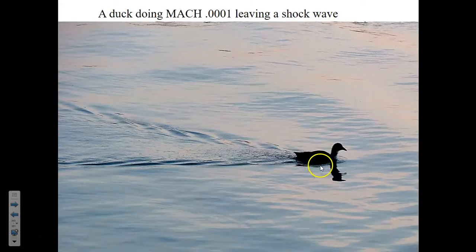Now, if the wave isn't traveling very fast, so here we're talking about the wave of water, then you don't have to travel very fast to create a shock wave. Since water waves don't travel very fast, you don't have to travel very fast to create a shock wave. This is the shock wave of the duck as it's leaving its shock wave in its path.